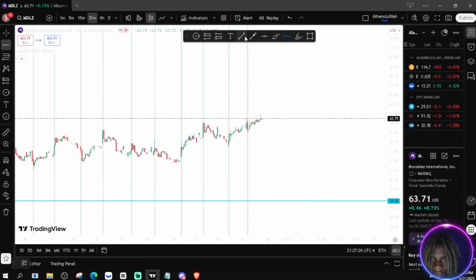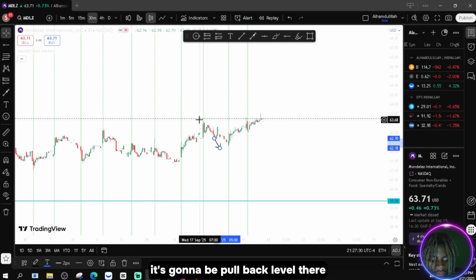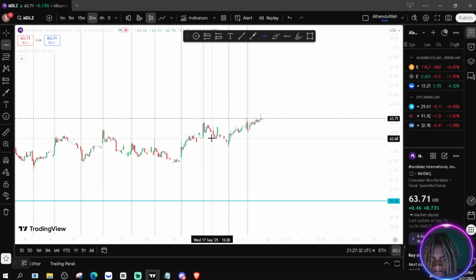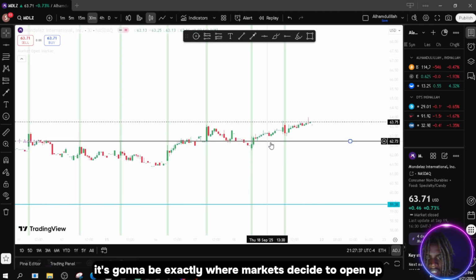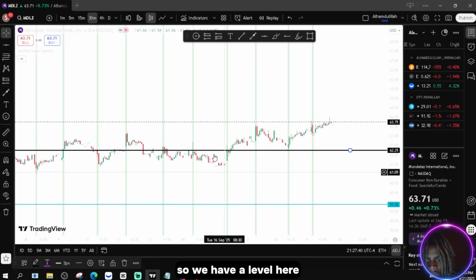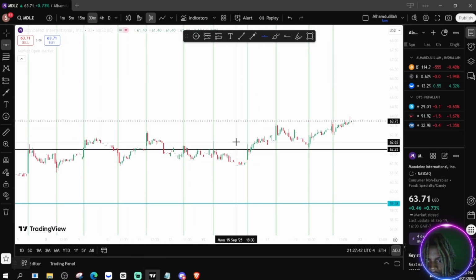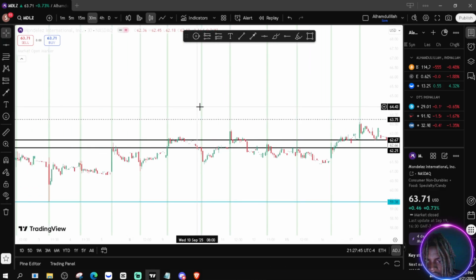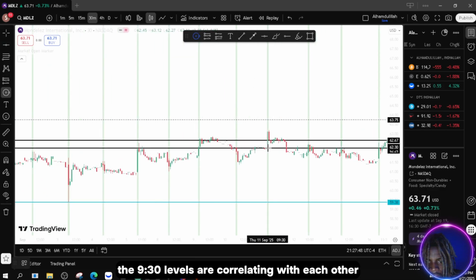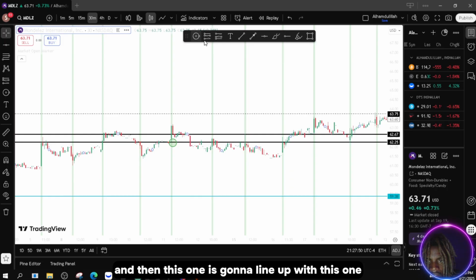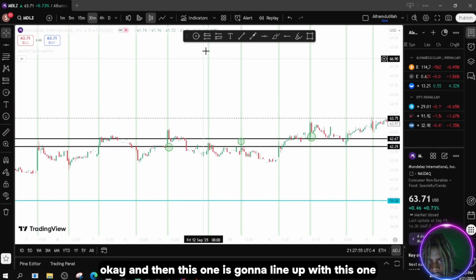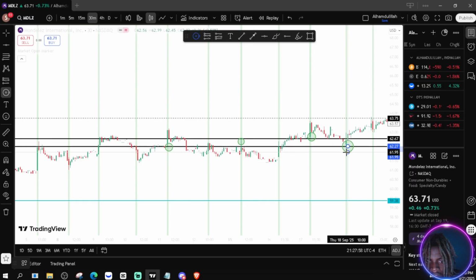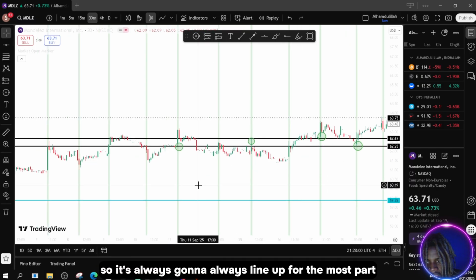Okay, so right here, it's going to be a pullback level there. Wherever these green lines are on my screen is going to be exactly where markets decide to open up. So we have a level here, got a level here. Okay, as we can see, the 930 levels are correlating with each other. We got one here, and then this one is going to line up with this one. Okay, and then this one is going to line up with this one. It's always going to line up for the most part too.